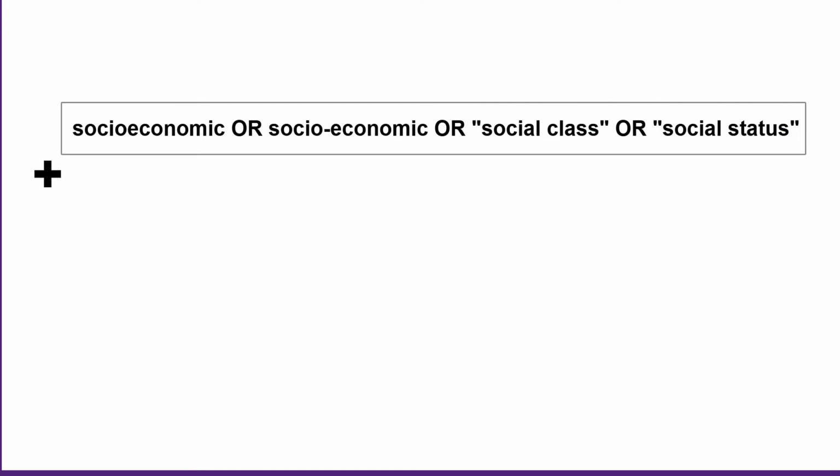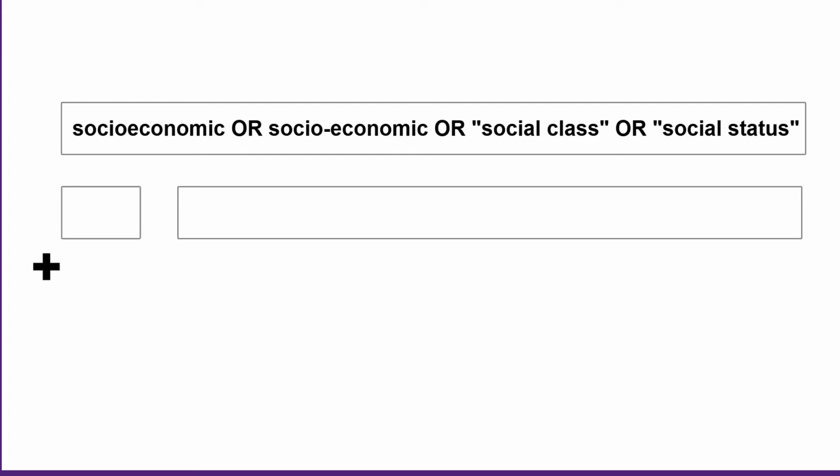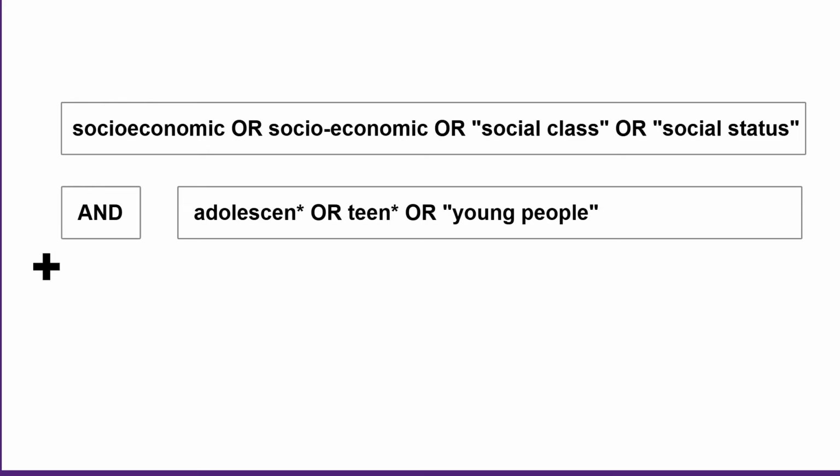Most databases require inverted commas to ensure that the words within a phrase are searched together. By linking all these terms with an or, you are telling the database to find a record with at least one of the words, but not necessarily all of them. Most databases allow you to fill in multiple search boxes. This option is often found in the advanced search. In the second box, I can add the next set of words that describe the concept of being an adolescent. I will also link them with an or.